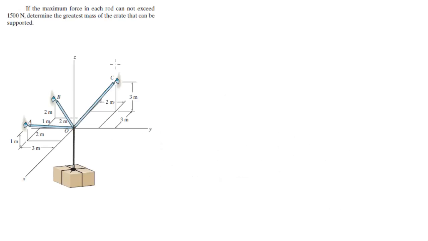Alright guys, let's do this problem that says if the maximum force that each rod can support is 1500 newtons, find the greatest mass that the crate can be. So basically what we're going to do first is find all the univectors. There are four univectors: one going towards C, one going towards B, one going towards A, and one going straight down for the hole in the crate.